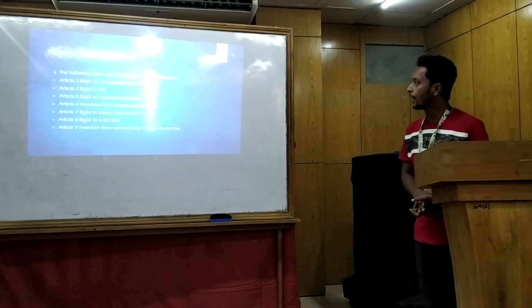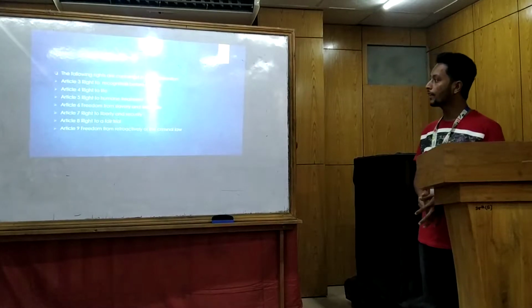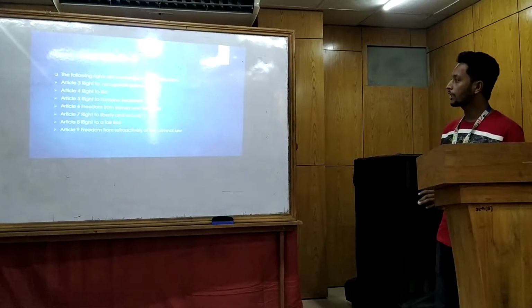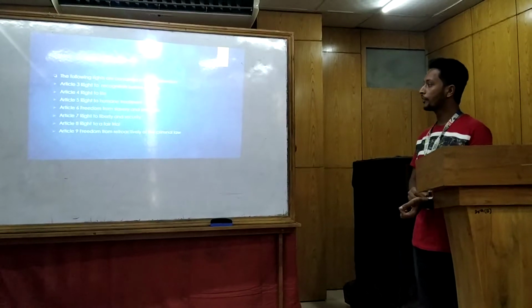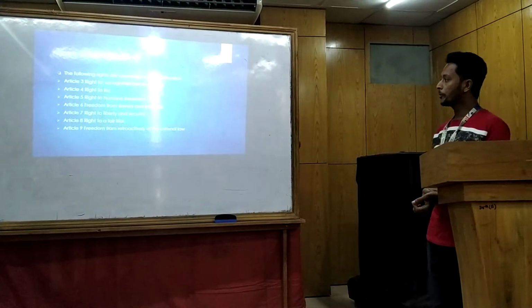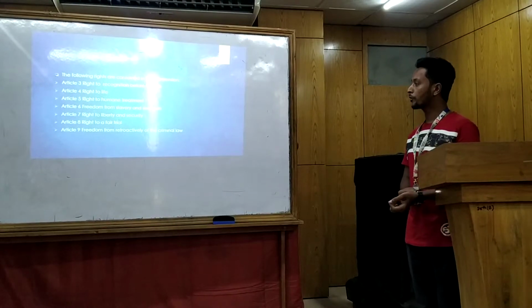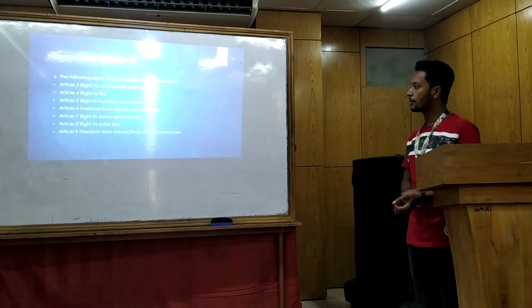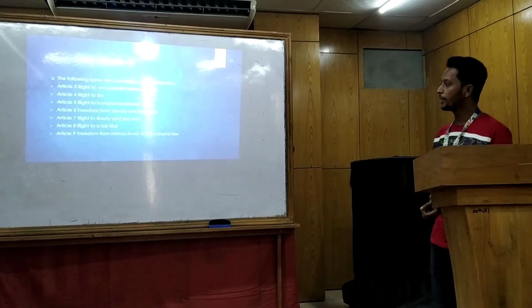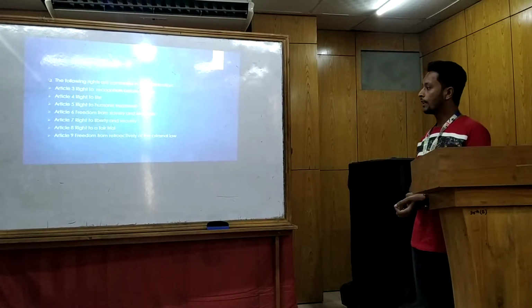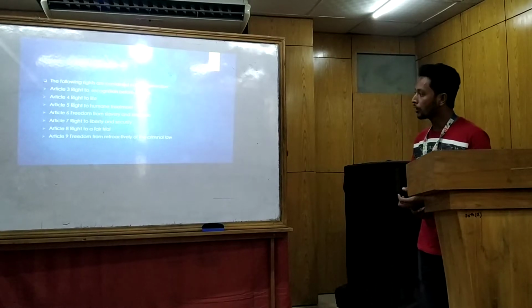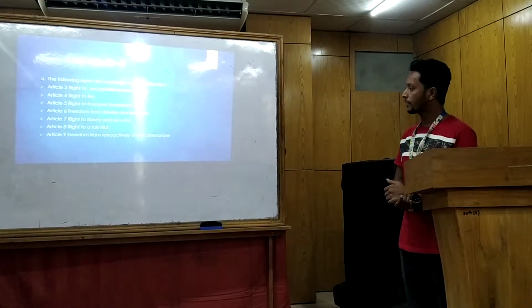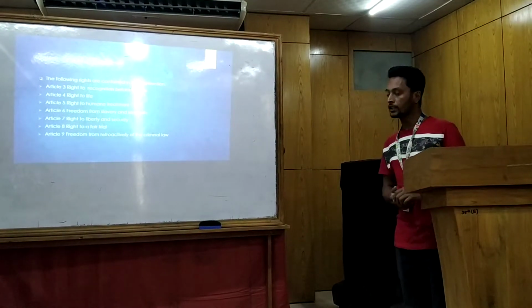The following rights are contained in the Convention. Article 3, right to recognition before the law. Article 4, right to life. Article 5, right to humane treatment. Article 6, freedom from slavery and servitude. Article 7, right to liberty and security. Article 8, right to a fair trial. Article 9, freedom from retroactivity of the criminal law.